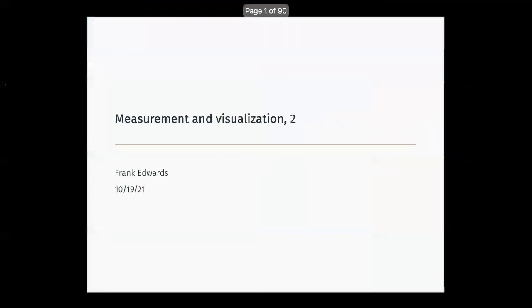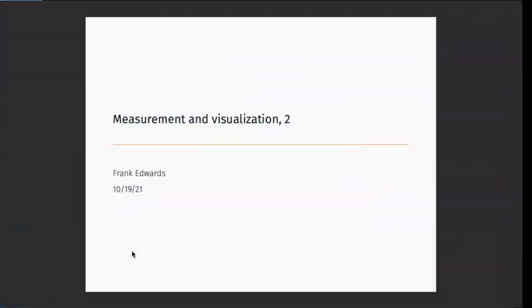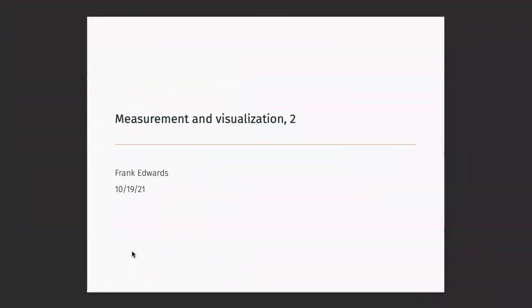So let's talk about measurement and visualization. We're doing part 2 today. We're going to do more talking about particularly survey design and how we do measurement in the social sciences. But we're also going to do a little bit more with data visualization and graphing. So that's kind of the general theme for today.